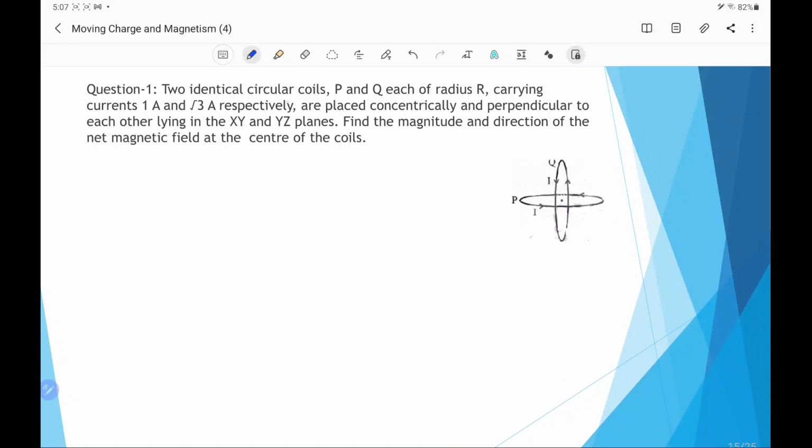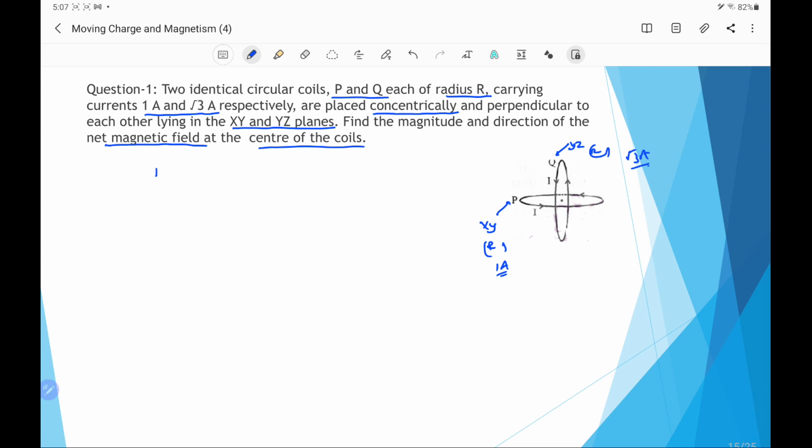First question is, two identical circular coils P and Q, radius R, carrying the currents 1 ampere and root 3 ampere, are placed concentrically, that means their centers are the same, and perpendicular to each other, lying in the xy and yz plane. Suppose coil P is in the xy plane, say on this sheet, and Q is in the yz plane. They have equal radius R and currents are 1 ampere and root 3 ampere as per the given question. Find the magnitude and direction of the net magnetic field at the center of the coil.